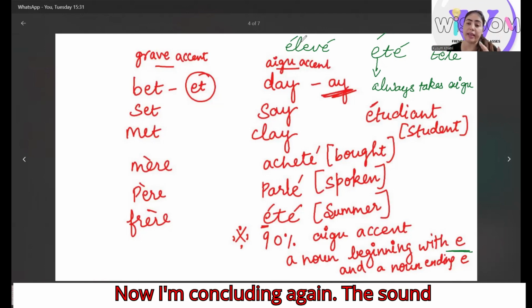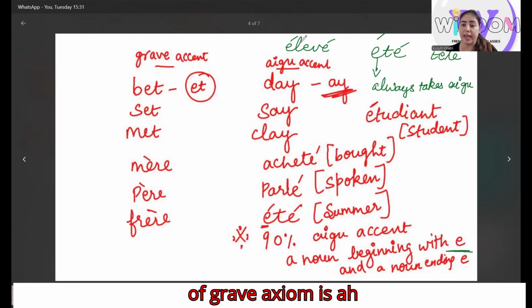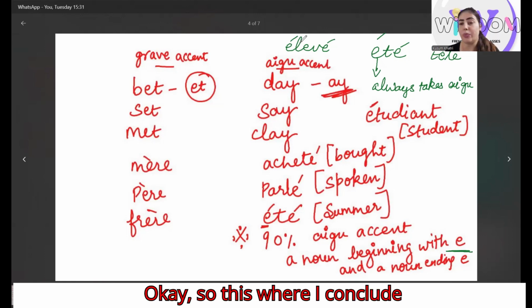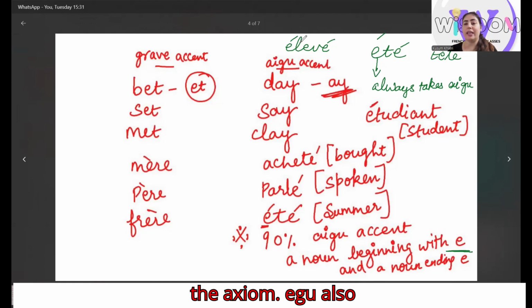Now I'm concluding again. The sound of grave accent is eh. And the sound of aigu accent is ay. Mère, père, frère, achète, blanchir. Été, parler, acheter. Télé, étudiante. So this is where I conclude the accent aigu also.